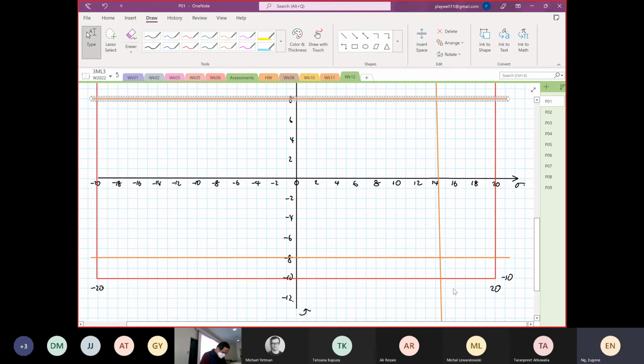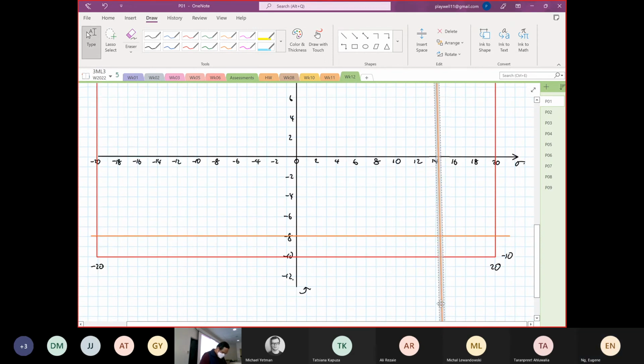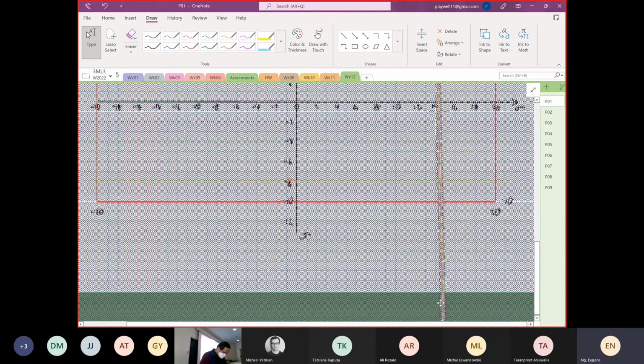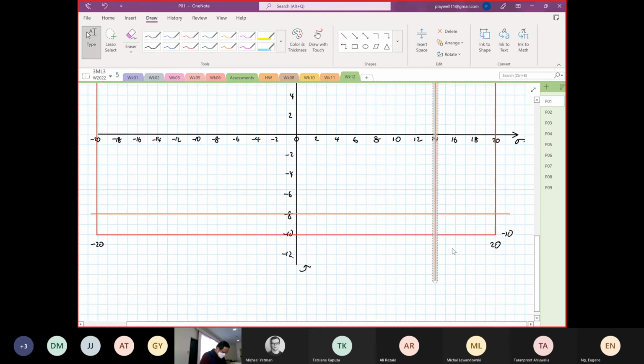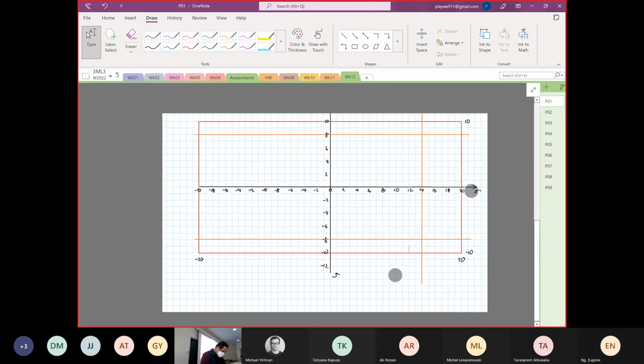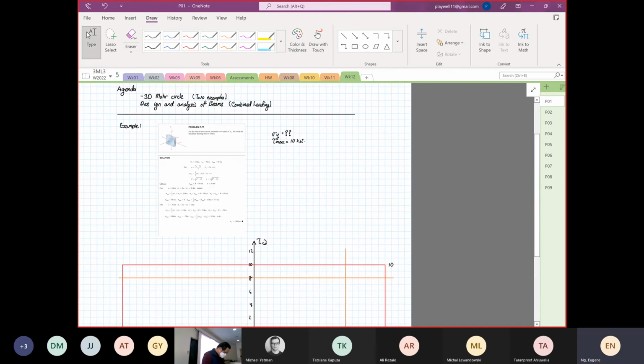And my 14 line is not straight. Interesting. I think I drew too long. That's why I did not like it. Okay. Now it will behave.